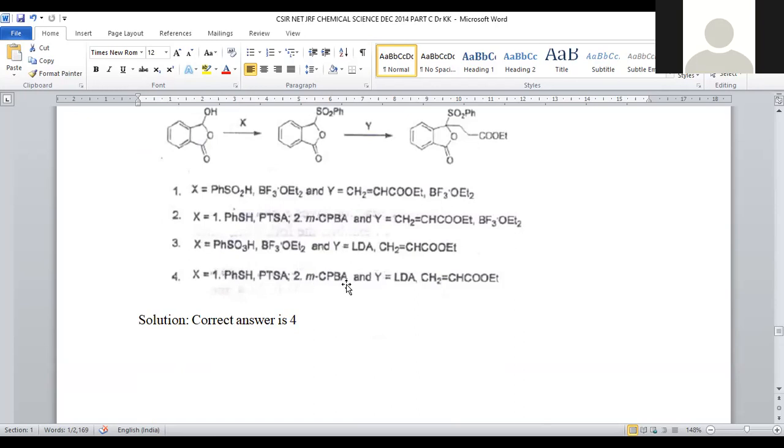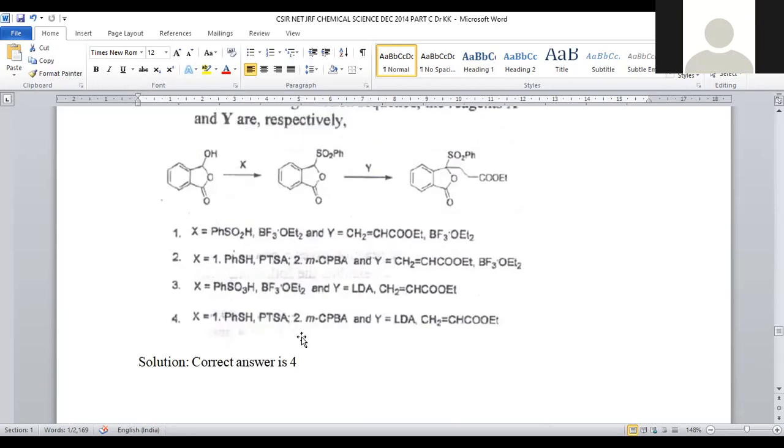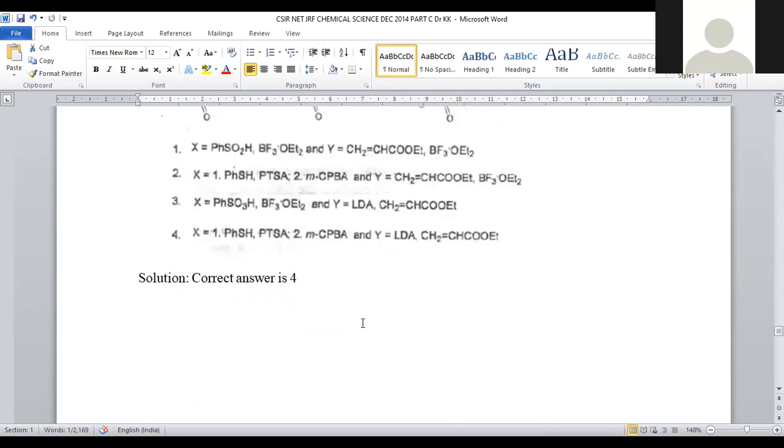And metachloroperbenzoic acid, being an oxidizing agent, is used to convert the thioether into a sulfone moiety, and LDA will be the base, and subsequently we add this alpha beta unsaturated ester, and you will get the final product. So the series of reagents exactly matches option number 4. For question number 117, option number 4 will be the right answer.